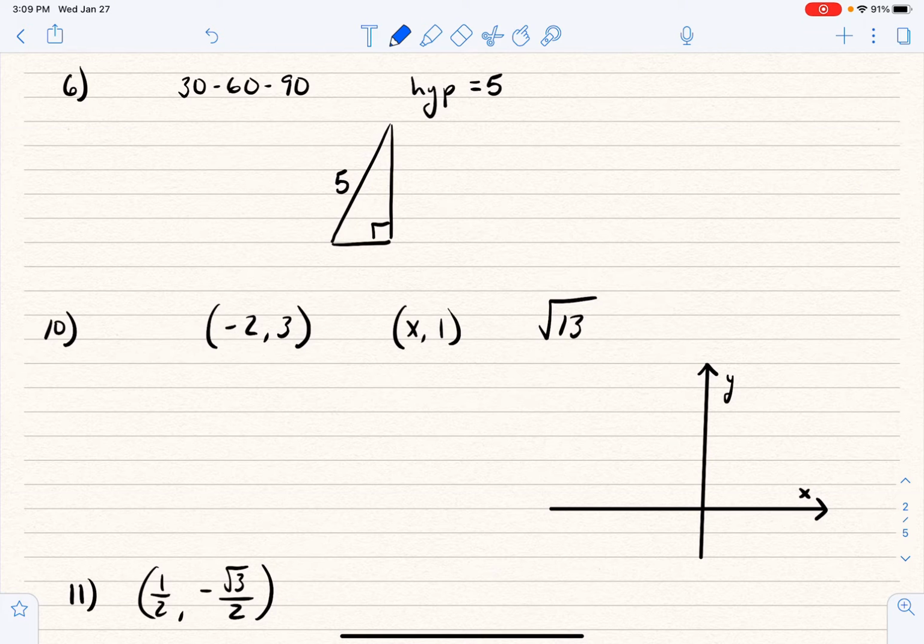Well, the longest side is the hypotenuse. And the longest side of a 30, 60, 90 is 5. So therefore, that short side is always half of that. So that's going to be 2.5. The longer leg is always the short side times the square root of 3. So this would be 2.5 times the square root of 3.